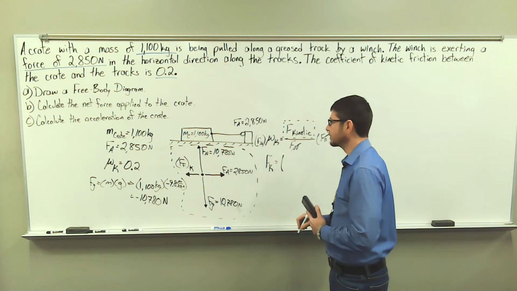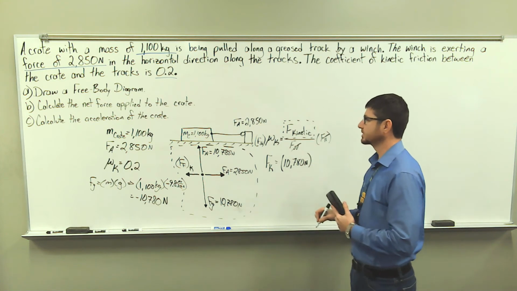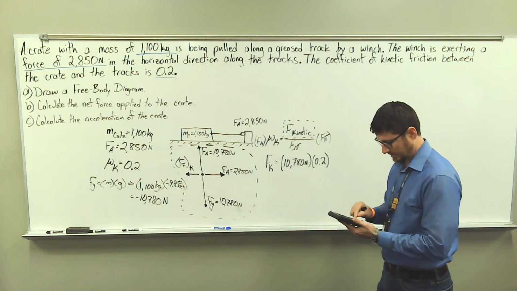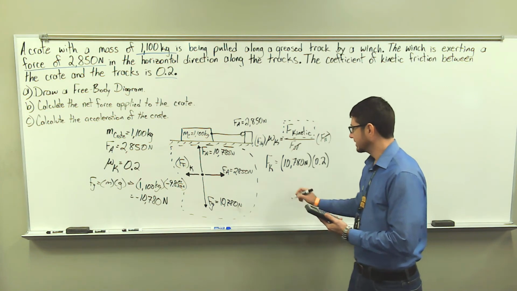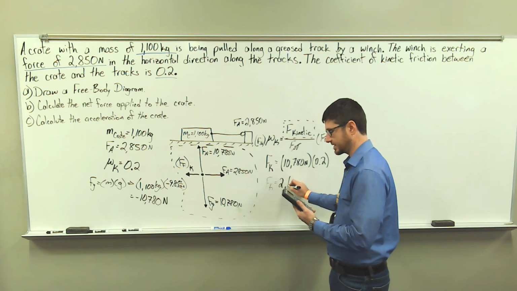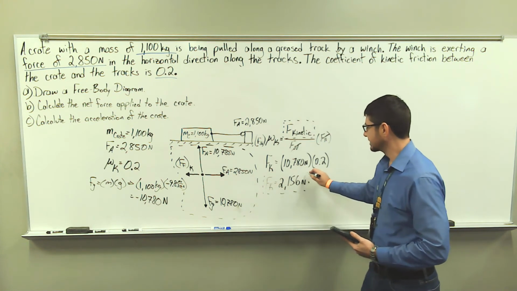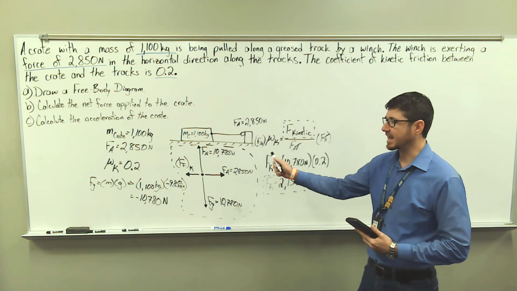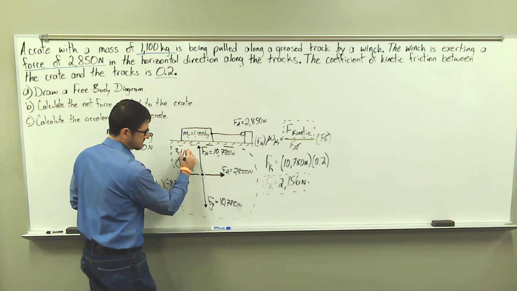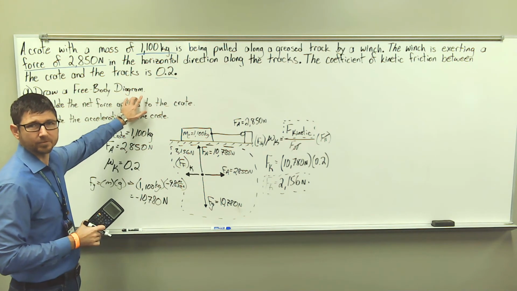So the normal force, 10,780 newtons, multiplied by 0.2. The kinetic friction force is equal to 2,156 newtons. Okay? So let's go ahead and label that in our free body diagram. Now I'll just label it right up here. And that will satisfy part A for our problem.